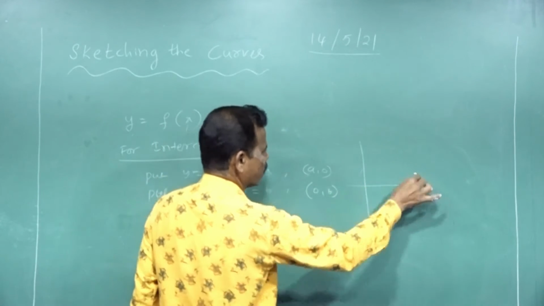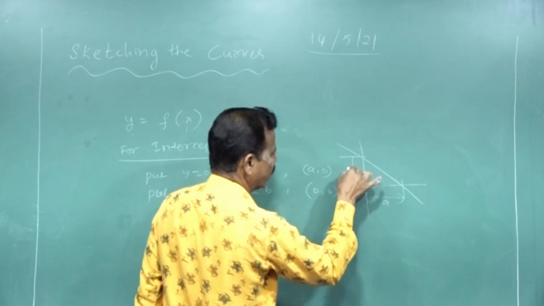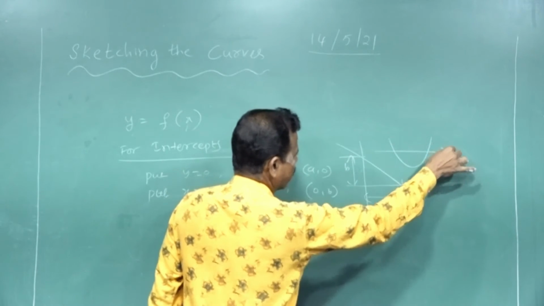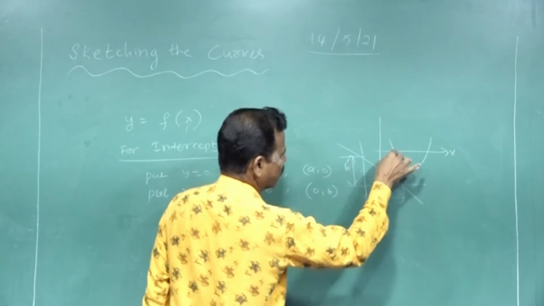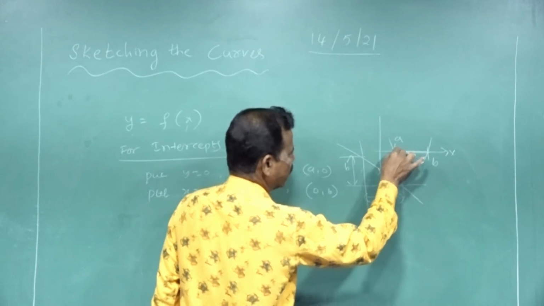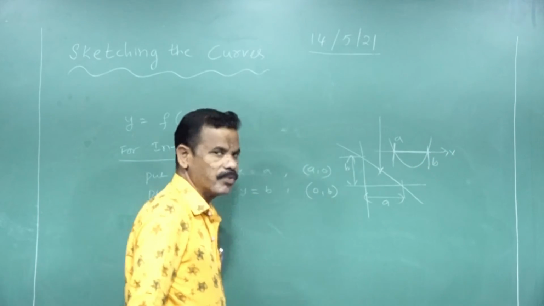Suppose any line, consider like this. This is the x intercept, this is the y intercept, it is b. Like that, curves also. This is the x-axis, suppose this is the y-axis. This is a, this is b. This is the intercept length. At x is equal to a and y is equal to b, intercepts are there.